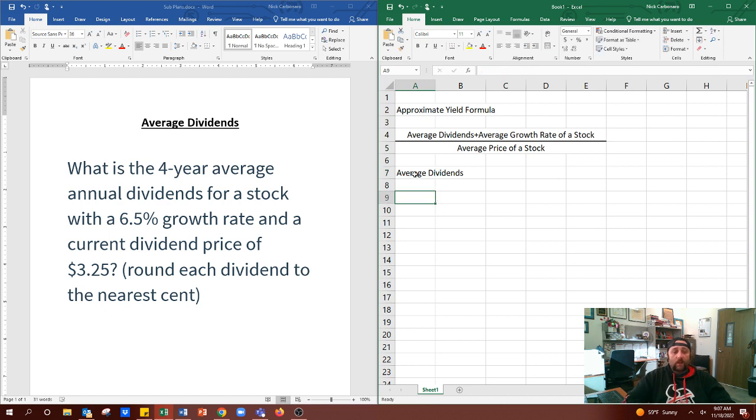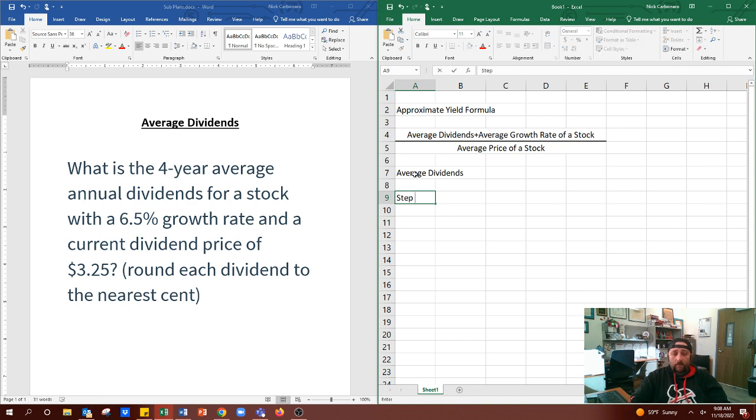As you can see on the left side of the screen, I wrote out a sample problem for us. It says, what is the 4-year average annual dividends for a stock with a 6.5% growth rate and a current dividend price of 3.25? And I put in parentheses, round each dividend to the nearest cent. That's a very important step in understanding the formula. So the first thing we have to do is know the steps on how to calculate this.